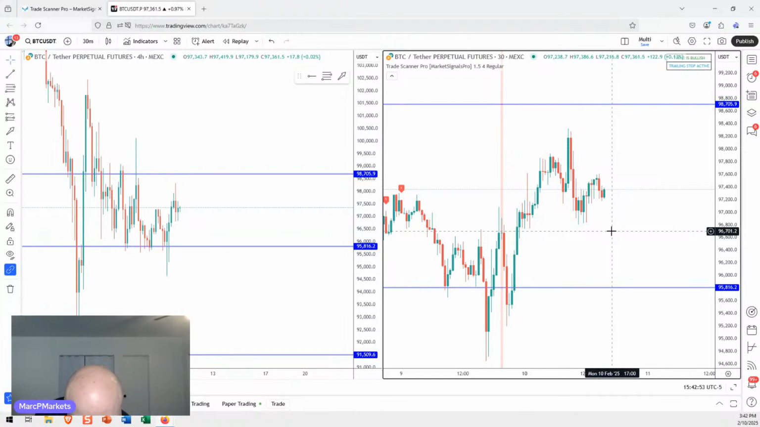Agree that the POC of the range since November. Point of control. Fancy word there, Samuel. All right. That's a market profile term. Market profile is a good thing to be familiar with, for sure.